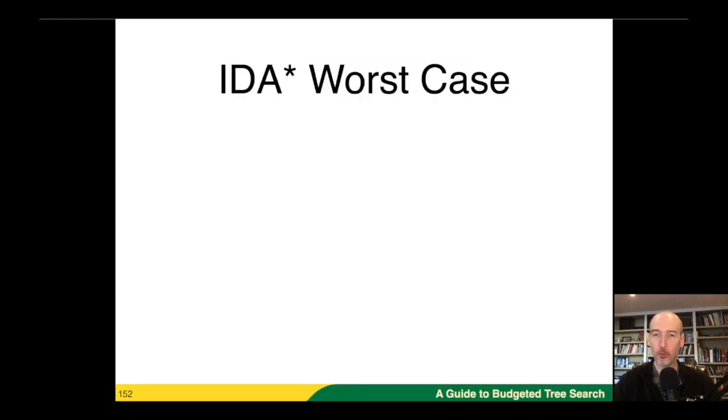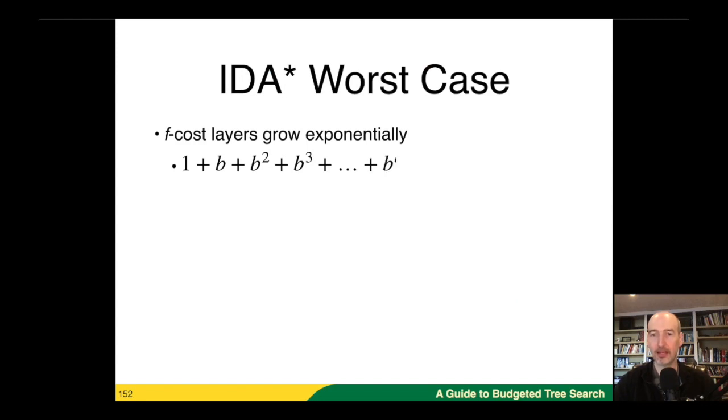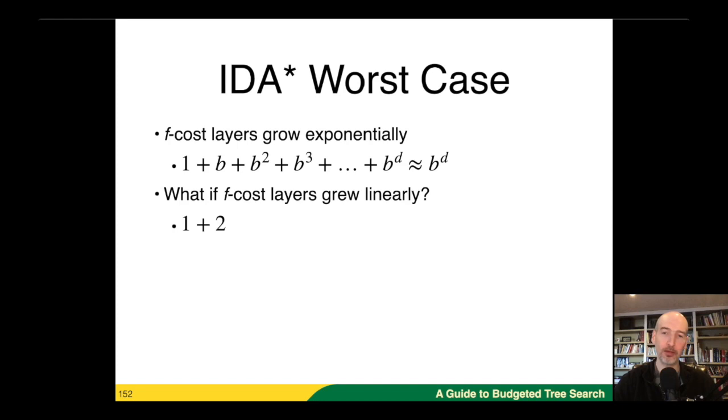If we look at the worst case, then we could imagine that instead of getting b to the d as we grew the regular way, we could imagine getting 1 plus 2 plus 3 all the way up to b to the d, which would be b to the 2d.